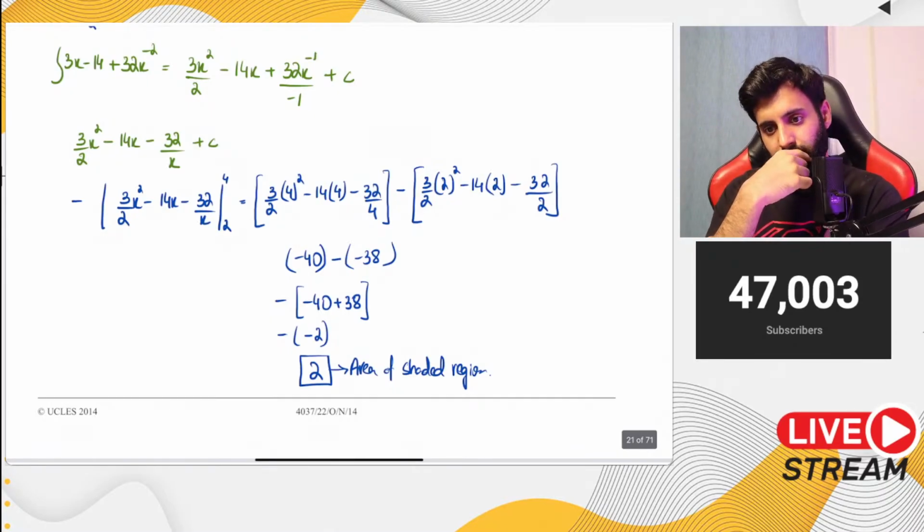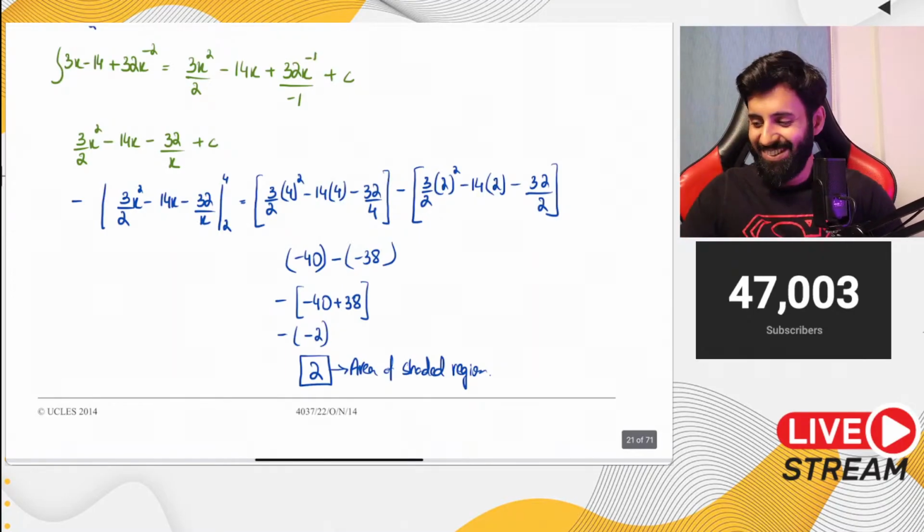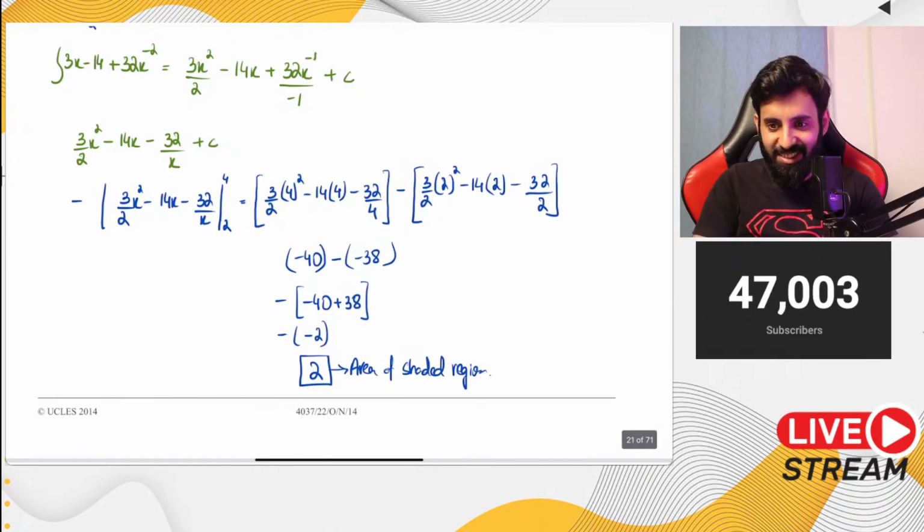Yes, applying modulus and negative sign is the same. Yes. Thoughts finished. Khatam ho gaya thoughts.